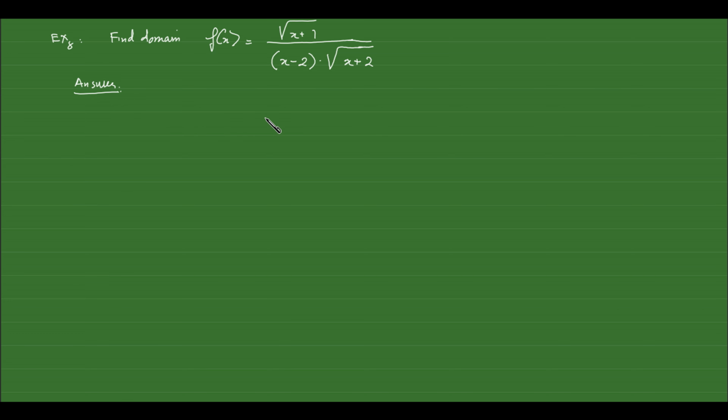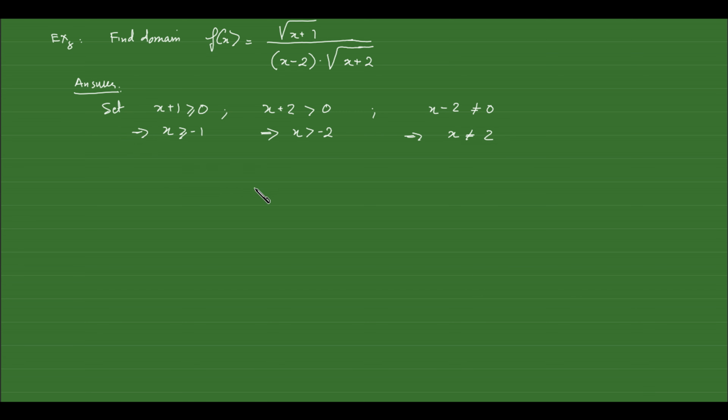Don't feel so bad. You just do the same way as I do. You set this up, and you set this greater than or equal to 0. And because it's under the denominator, you set x plus 2 greater than 0 only. And you set x minus 2 different from 0. So you solve for that.